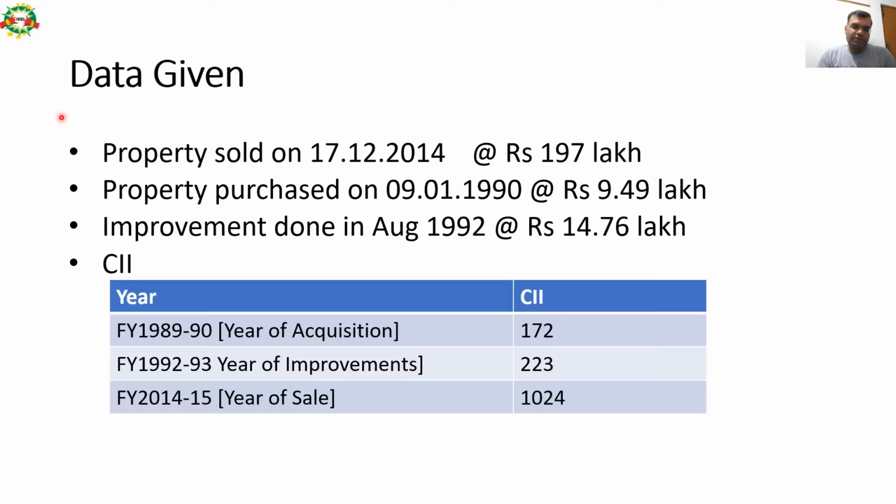So data given in the question is property was sold on 17 December 14 at the rate of 197 lakhs. Property was purchased on 9 January 90 at a cost of 9.49 lakhs, and improvements were done in August 92 at a cost of 14.76 lakh. Cost index for acquisition year, improvement year, and sale year have been given here in the question.